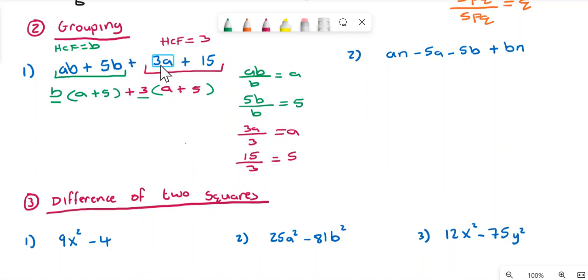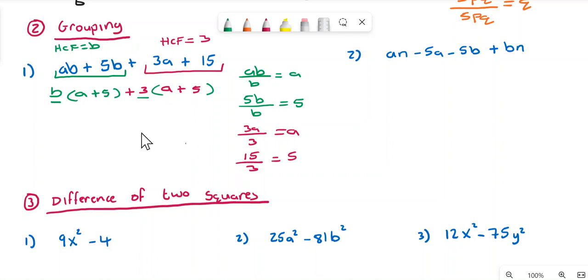So you'll know you're right with this one when, if we look at this now, we've taken this and we've grouped it, and then we factorize each of the groups. And what you'll see is that you'll have a factor pair that is common to both groups. So for example, this is b times a plus 5, and then this is 3 times a plus 5.